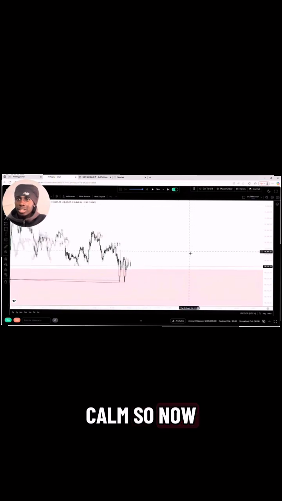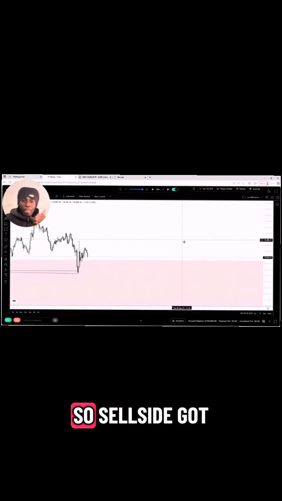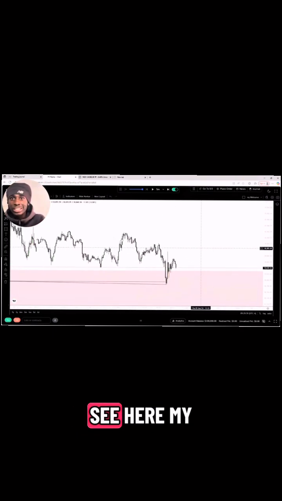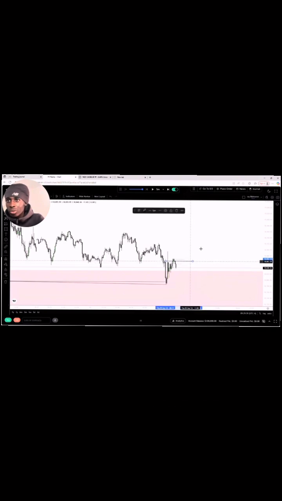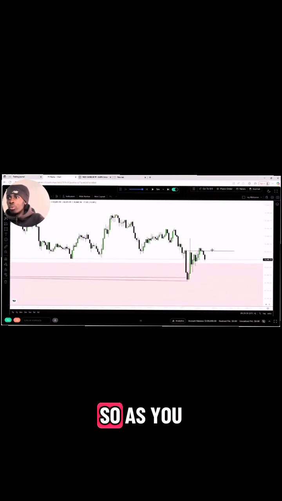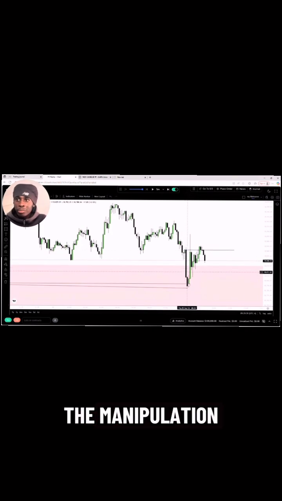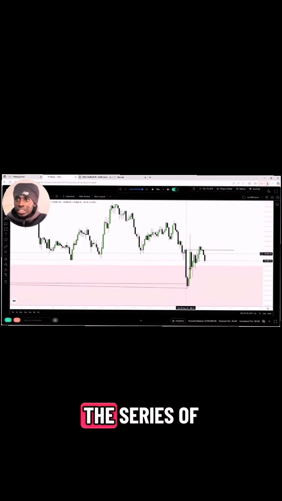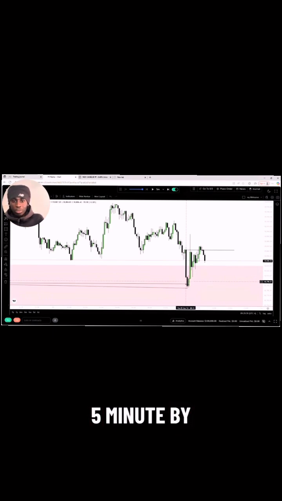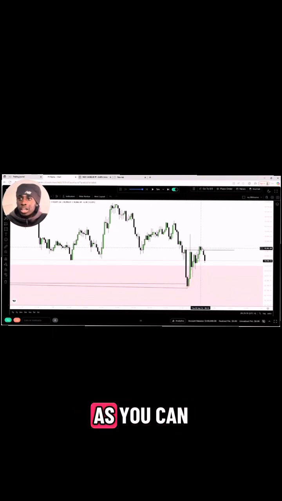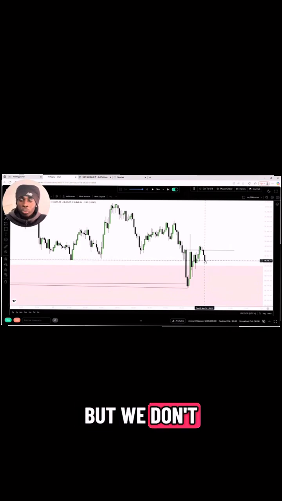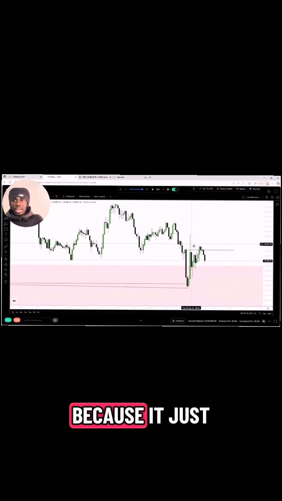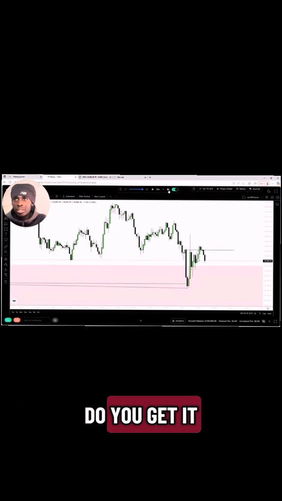So now we have that. So sell side was swept. Also SMT, that's good. As you can see here, my entry, CISD, right here. So as you can see, after the manipulation, we closed above the series of down close candles. This is on 5 minute, by the way. That's where I enter. As you can see, it's now retraced back into the price zone, but we don't enter here. We wait for the engulfing candle because it just shows more confirmation.